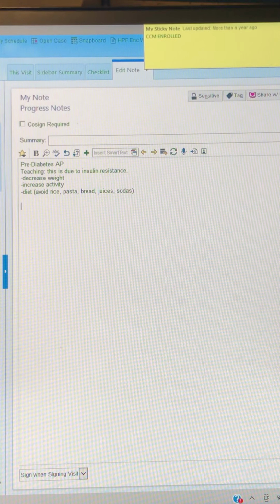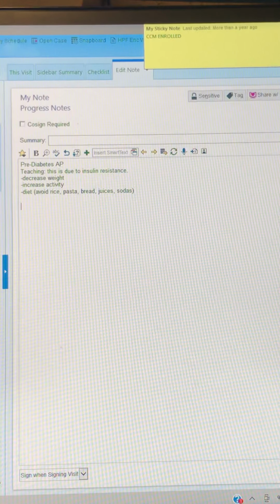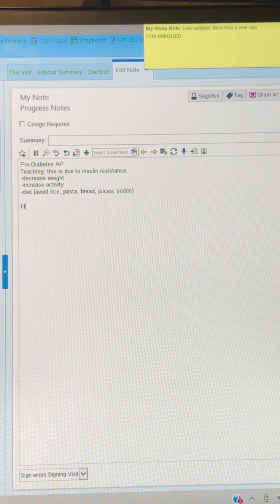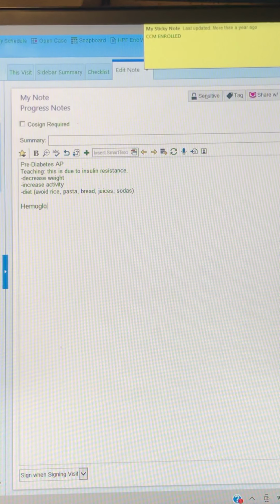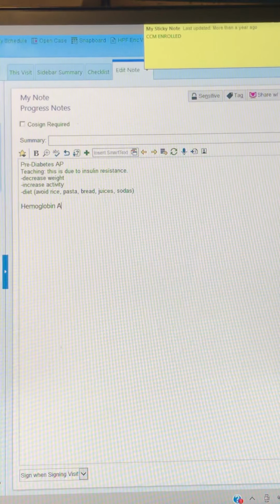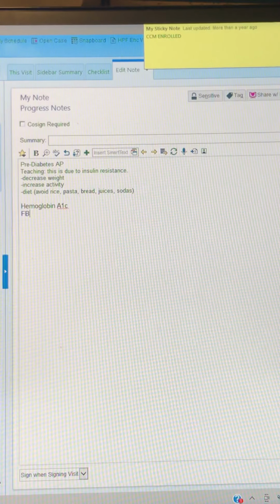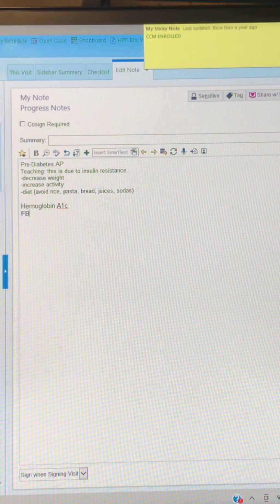Then you order and monitor hemoglobin A1C, and you also monitor the fasting blood sugars. You do that every 3 months, and you bring them back, and you explain to them the numbers they're getting back.